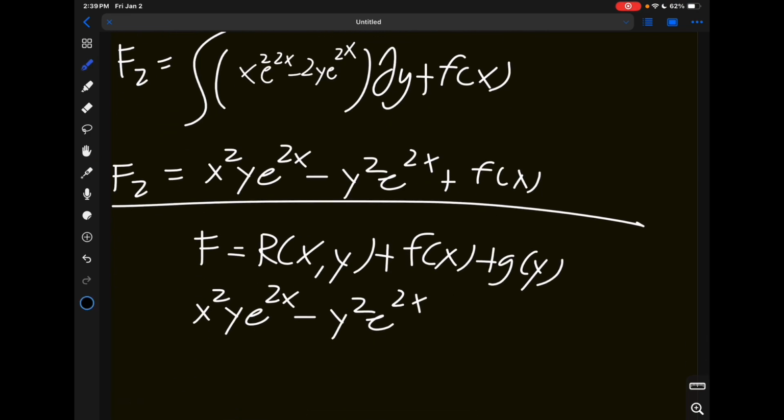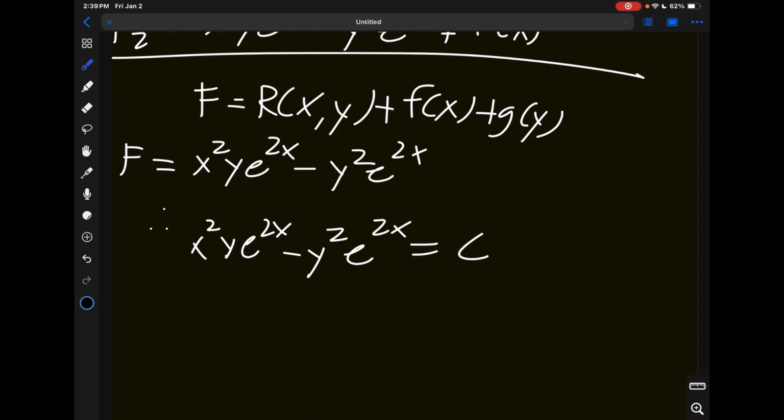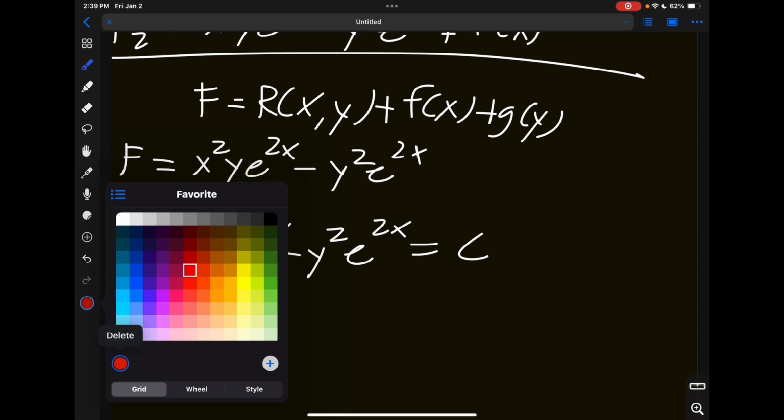And this is f. And then f is actually c, so therefore our general solution is x squared y e to the 2x minus y squared e to the 2x equals c. And that is our final answer for the general solution.